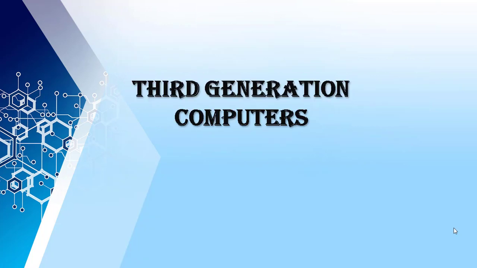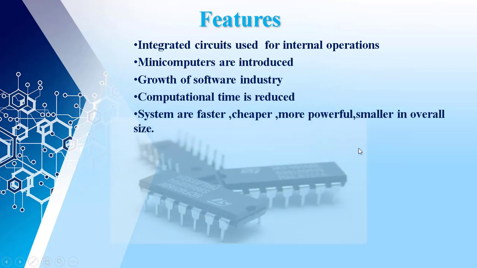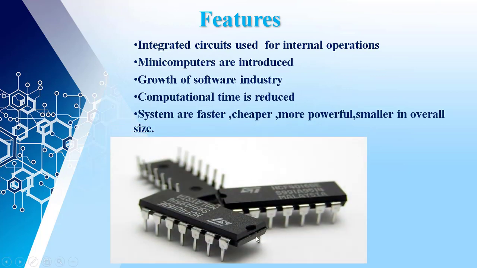Third generation computers. In third generation computers, they were using integrated circuits for internal operations. You can see the image of the integrated circuits over here. And mini computers were introduced, and there was growth of software industry during the third generation, and computational time is reduced compared to the first generation and second generation. The processing speed was less, and systems were faster, cheaper, more powerful, smaller in overall size.